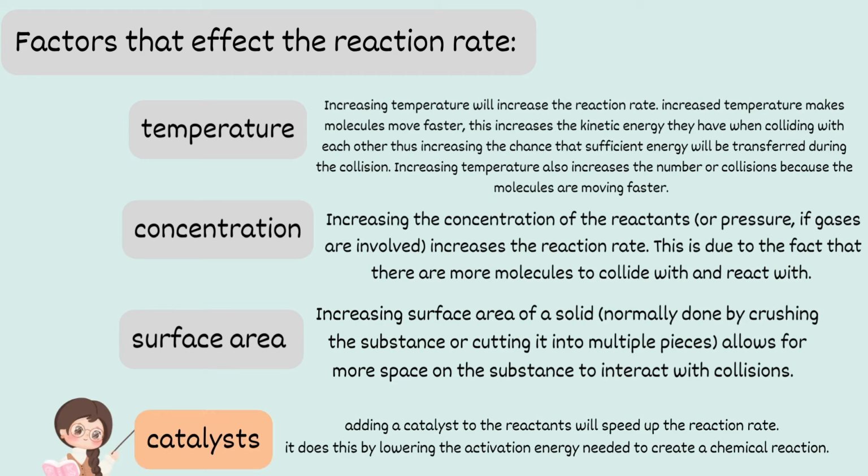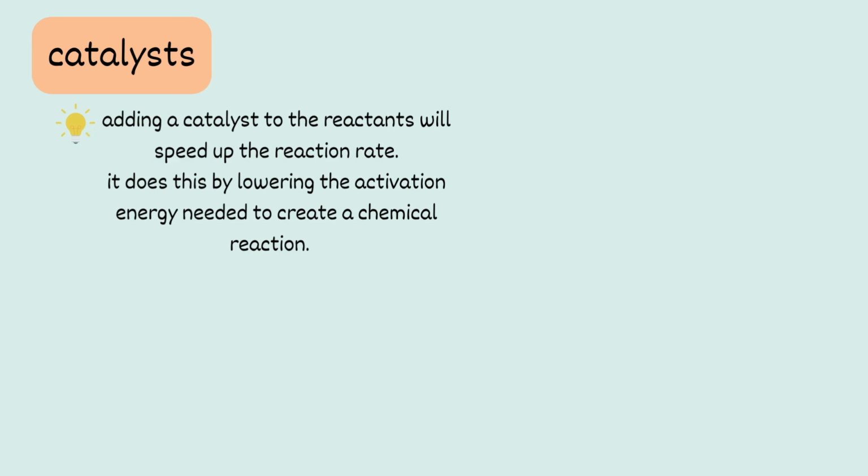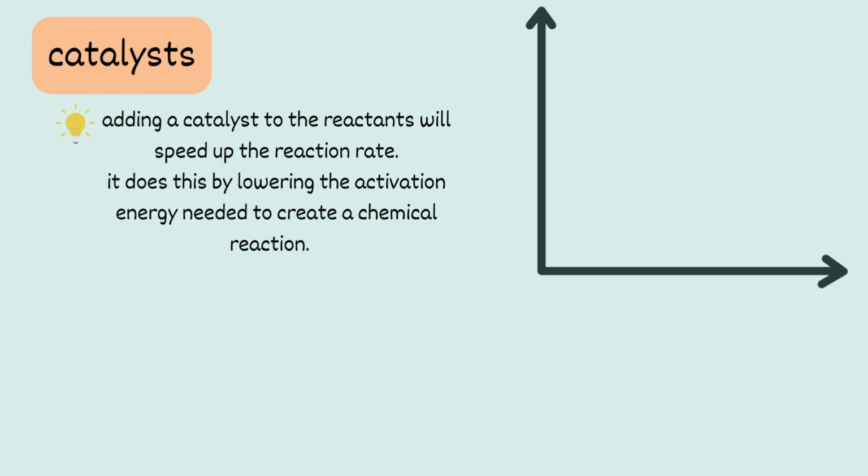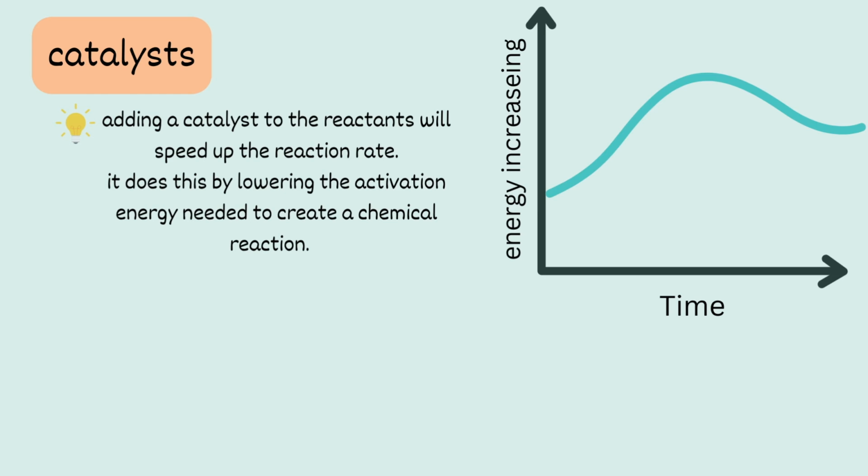Let's emphasize a bit more on the catalyst. Adding a catalyst to the reactions will speed up the reaction rate by lowering the activation energy needed to create a chemical reaction. Let's look at a visual of this concept. We have time increasing as we go left to right on the x-axis and energy increasing as we go up the y-axis. The blue line represents a system, a chemical equation. On the left, we have the reactants, and on the right, we end with the products.